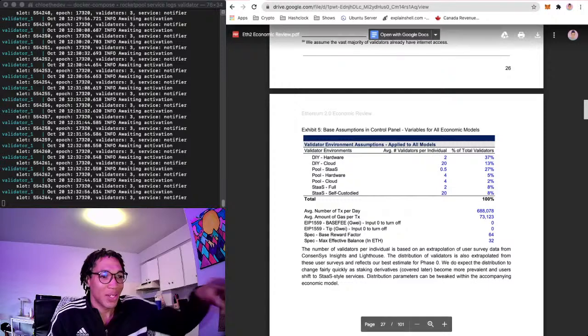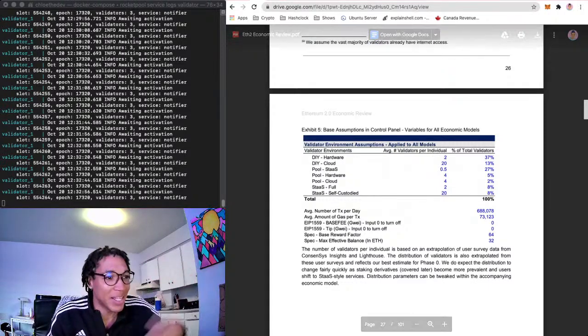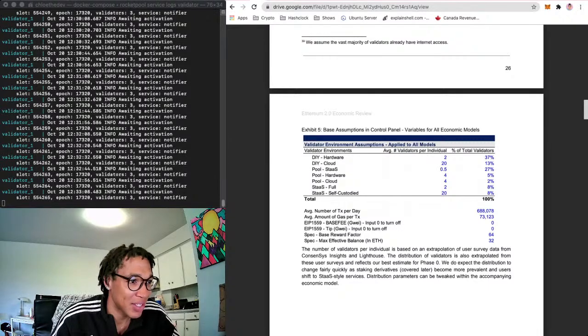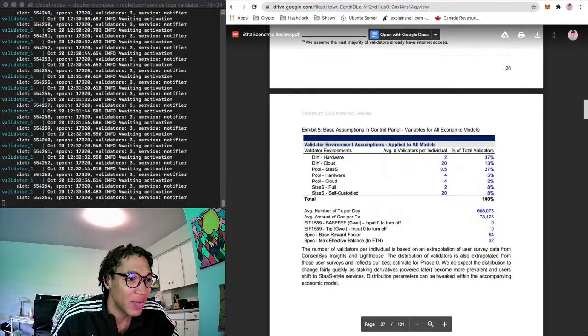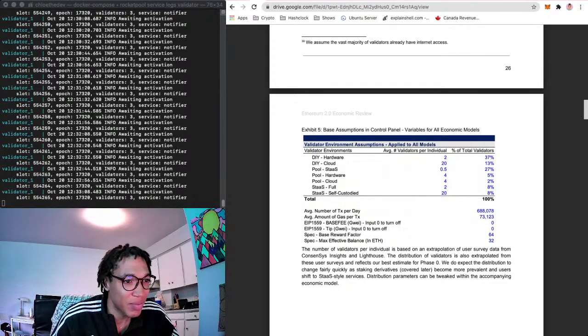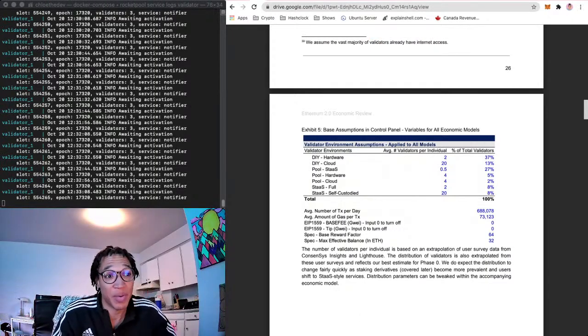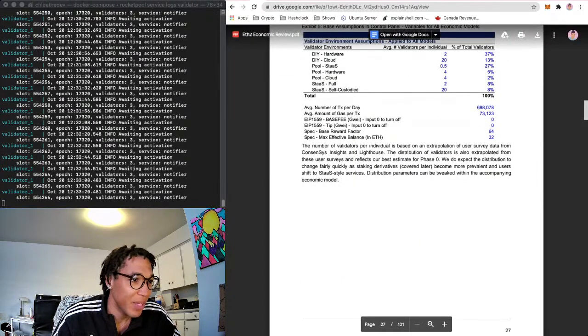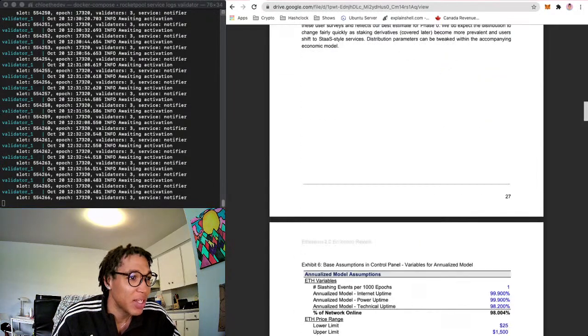Sorry, I can't highlight, but if I opened it with Google Docs, I could highlight. But still, the pool staking, like the standard software, is half a validator. They're considering a lot of the network to be that, which is good. I think that is what we're going to see. A hardware pool, less people. Okay, cool. Yeah. They went through all this already.